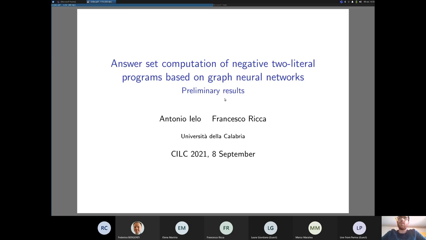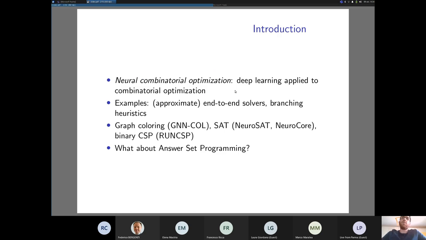Good afternoon, I'm Antonio Ielo, a master student at University of Calabria. And I will present some preliminary results on the work on answer set computation of negative two literal programs based on graph neural networks. This work can be framed into the context of neural combinatorial optimization, which is basically a field at the intersection of machine learning, deep learning, and combinatorial optimization that aims to apply deep learning techniques to boost and augment the performances of combinatorial optimization solvers.